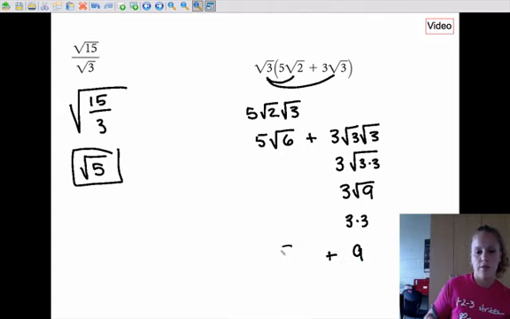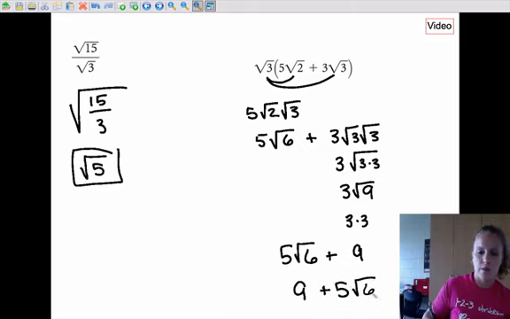So we have 5 square roots of 6 plus 9. And actually, you'll see this most commonly written with the rational number in front. So I'm just going to switch. That's 9 plus 5 square roots of 6. And that would be our simplified answer there. Notice we cannot add those together because we don't have a square root of 6 with that 9.